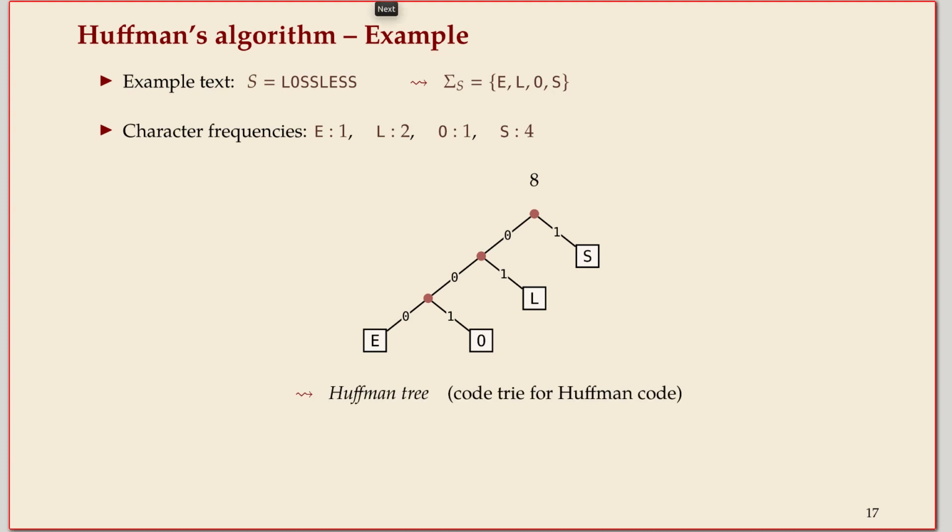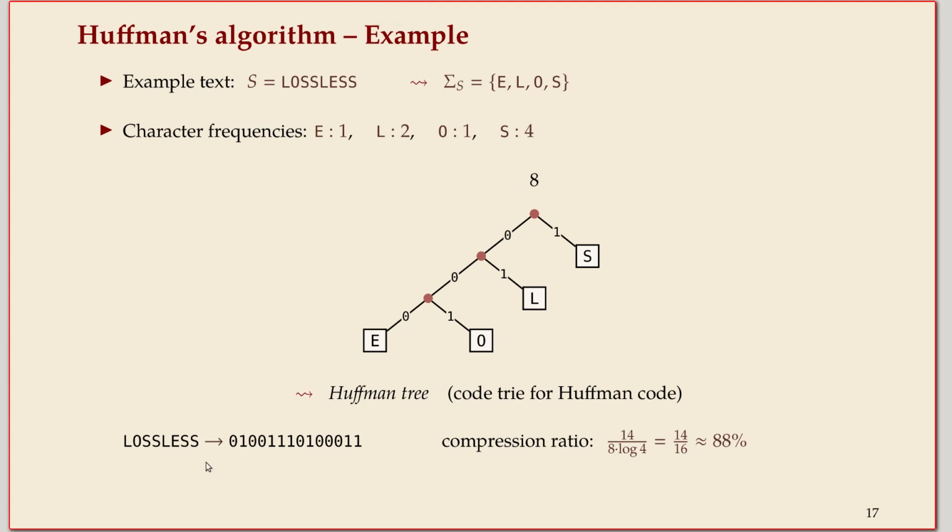Now the final outcome is also called a Huffman tree. You might call it a Huffman trie, but people decided it's a tree in this case, so it's the code trie for the Huffman code, and it's called the Huffman tree. Get used to it, I'm sorry for that. That's just how people decided.